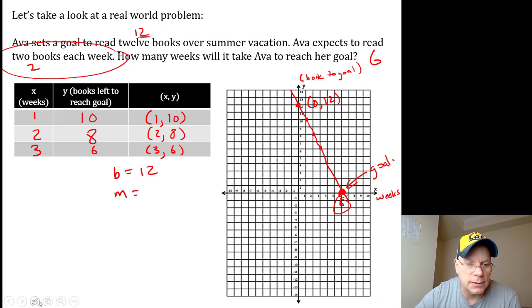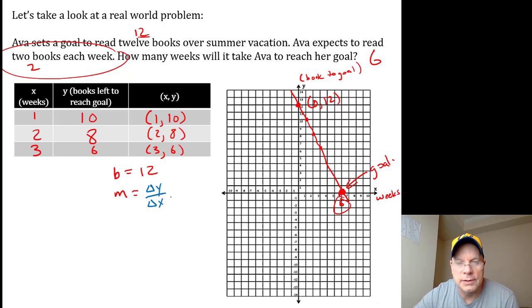Let me get a different color. The slope is defined as delta y over delta x. If I go from one point to another point, if I move from this point to this point, I need to go down 2 in y, negative 2, and then 1 to the right in x, so positive 1. And negative 2 divided by positive 1 is negative 2.